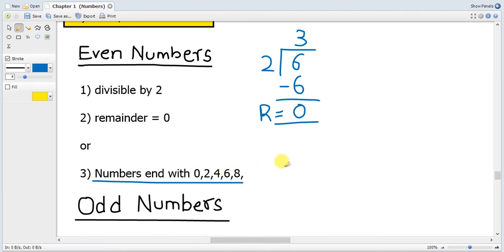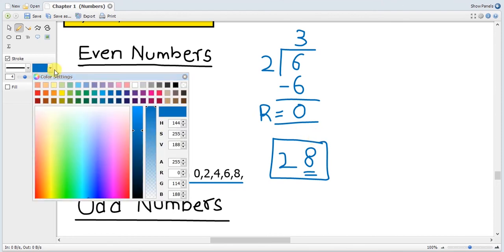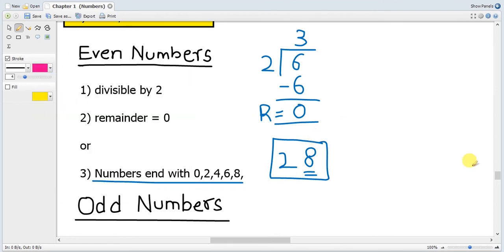Now you can tell me any number. For example, we'll write 28. Now look here, the number ends with 8. This number 28 ends with 8. So 8 comes in this list, so we can directly say that this whole number 28 is an even number, right? Let's take another example, 34.